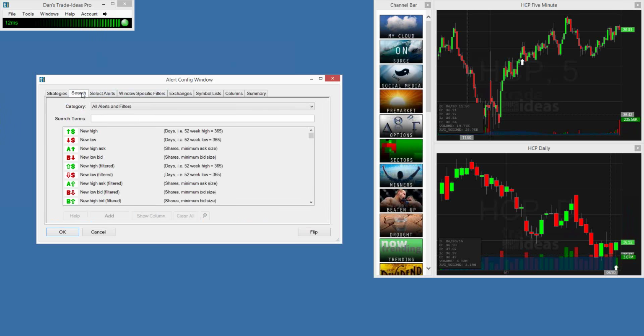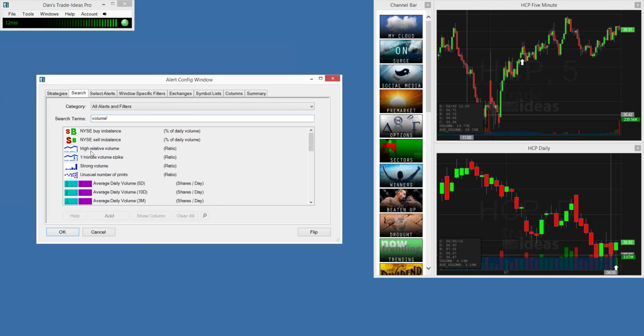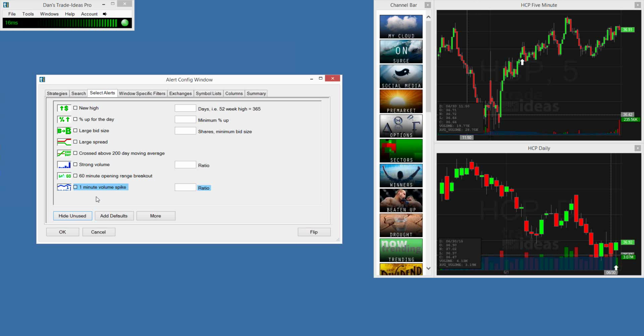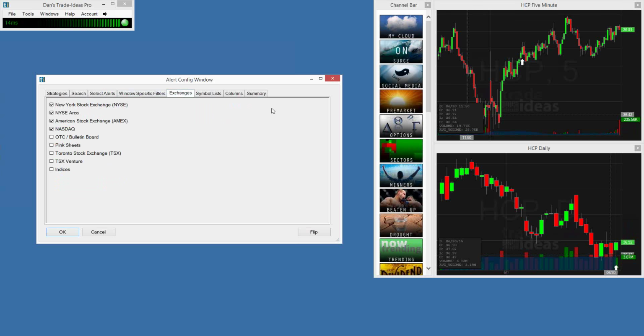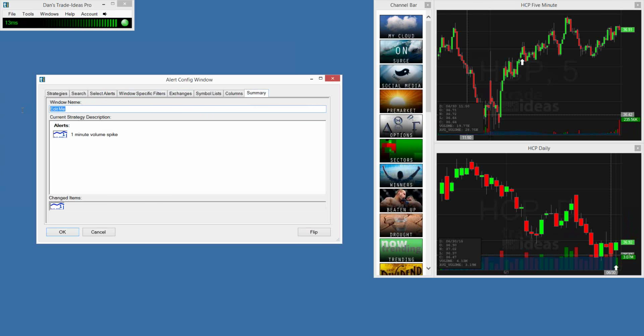But if you go to alert, go to search and you type in volume, right away we have these different types of alerts. So the 1 minute volume spike is basically there to catch something, and if you set it to 10, you're specifically looking for the news. So I'm going to say news me, and I'm going to then show you another trick, by the way.